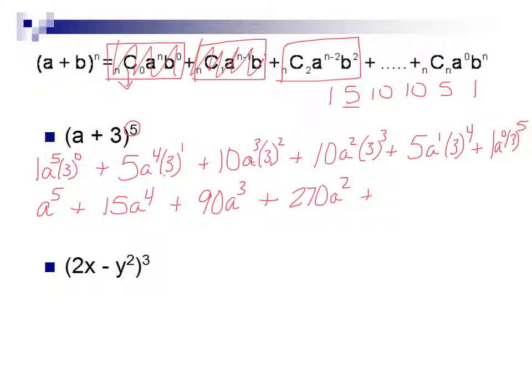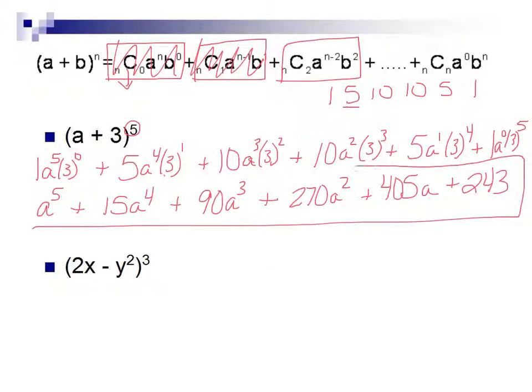Plus, and then I have a 5 times a 3 to the 4th power, so that ends up being 405, a. Plus, and then my last thing, I got that a to the 0, got that 1. All that really is there is that 3 to the 5th power, and that's 243. And so that is my final condensed answer, without having to do FOIL or multiplying anything out even one time.